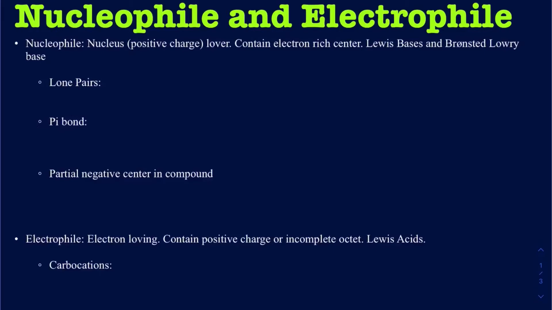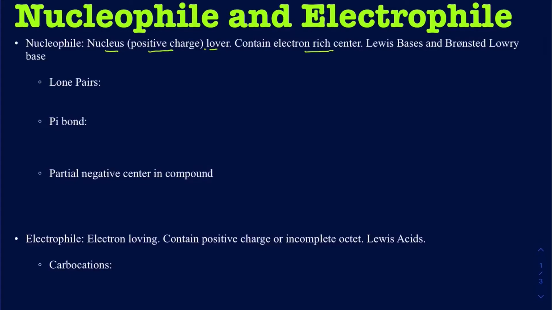So let's start out with a nucleophile. As the name specifies, a nucleophile is going to be a nucleus lover, or another way of saying a positive charge lover, because remember the nucleus has a bunch of protons on it and they have the positive charge. So in order to have an affinity for the positive charge, what must a particular chemical have? Well, it must have a bunch of electrons on it. Or another way of saying, any chemical that has an electron-rich center can act as your nucleophile.